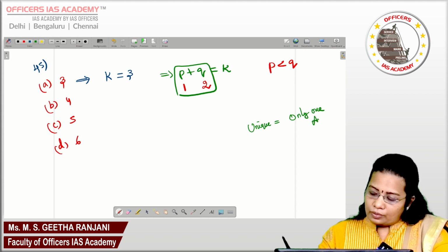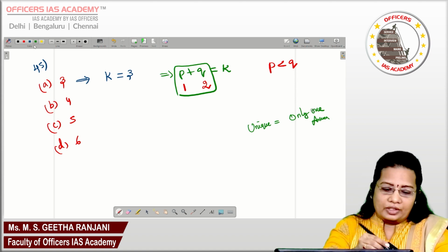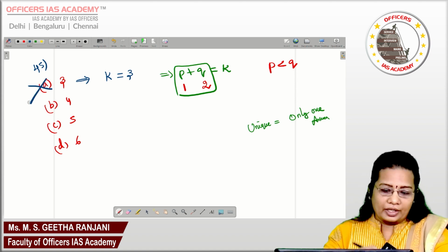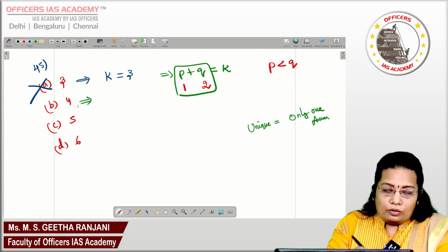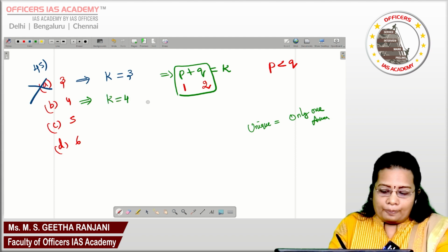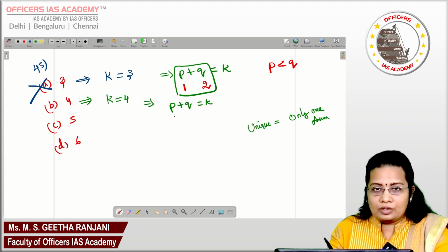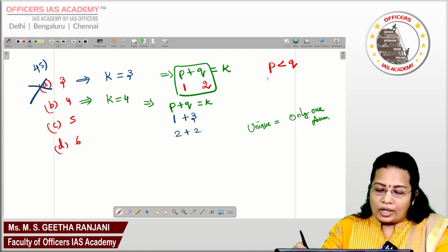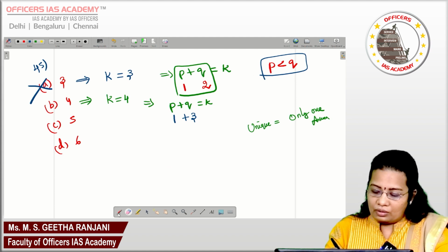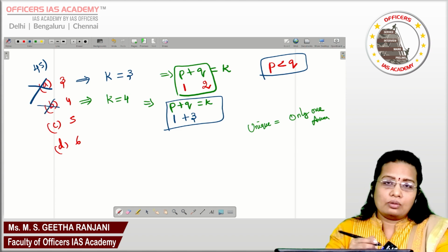Okay. Unique means only one answer. Here I got only one answer, but I should have more possibilities. So I should not take option A. Option A eliminated. Other than this, P and Q don't have any other value. Option B. According to option B, K is equal to 4. So P plus Q is equal to K. We all know that. So here K is 4, what are the possible values? P is 1 and Q is 3. Suppose if you take 2 plus 2, here the condition will be violated. So without violating the condition, our selection must be there. So here also I have the unique value for P and Q. So option B also eliminated.